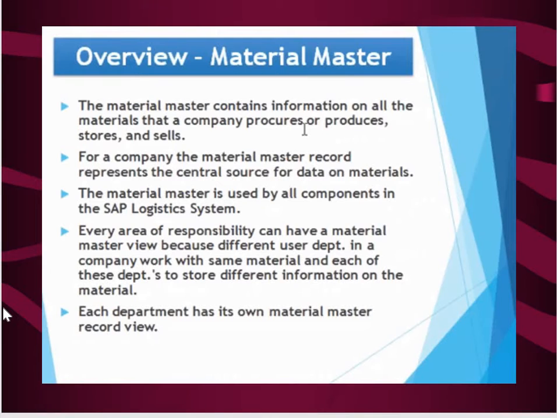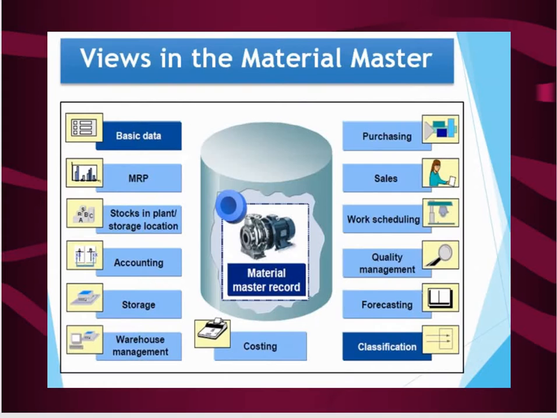The material master contains information on all the materials that a company procures or produces, stores and sells. For a company, the material master record represents the central source for data on materials. For example, the material master record is stored in a centralized way where every department can access it, view it and store data in it.